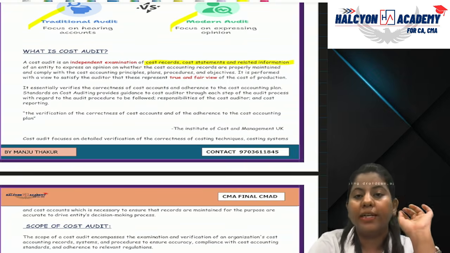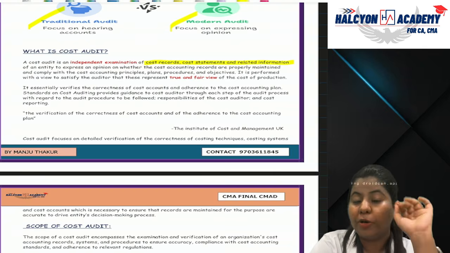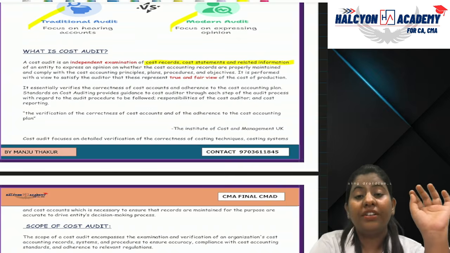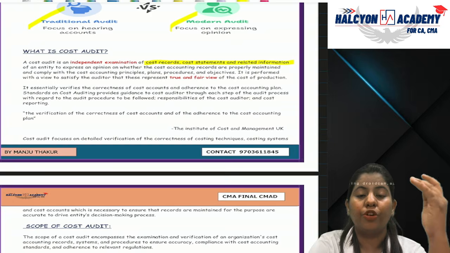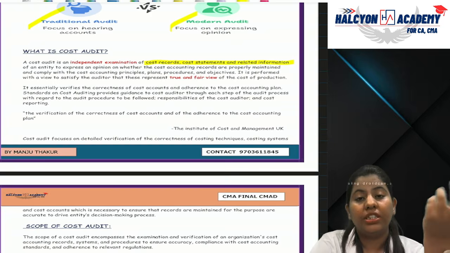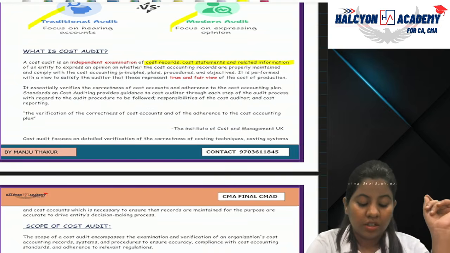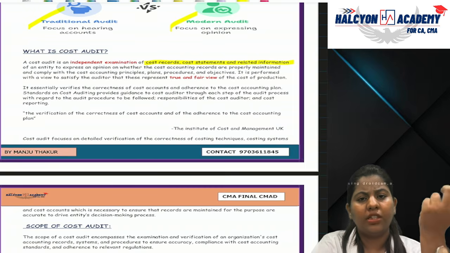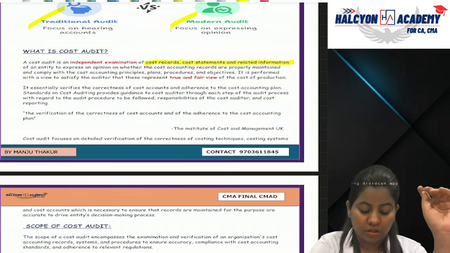Now what are cost statements? Reports of cost of production, cost sheets and inventory valuation sheets are all cost statements. And related information includes budgets, cost plans, cost policies, everything. So this is related information.